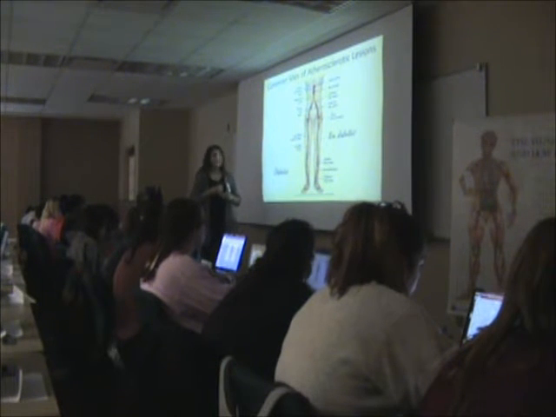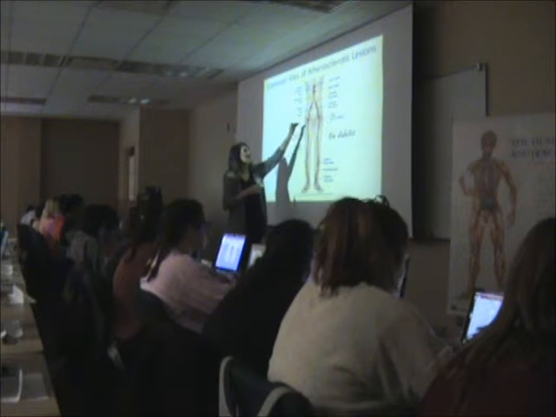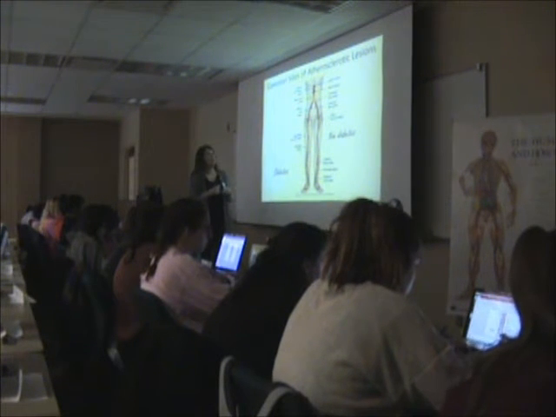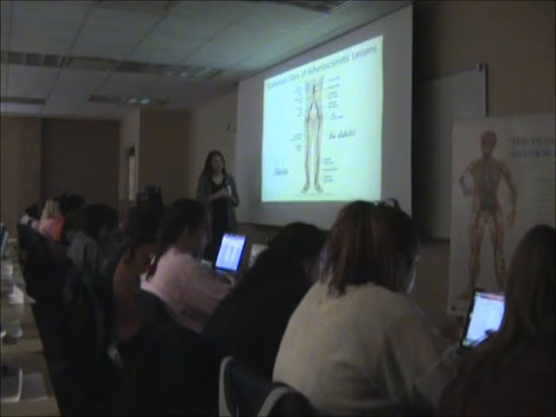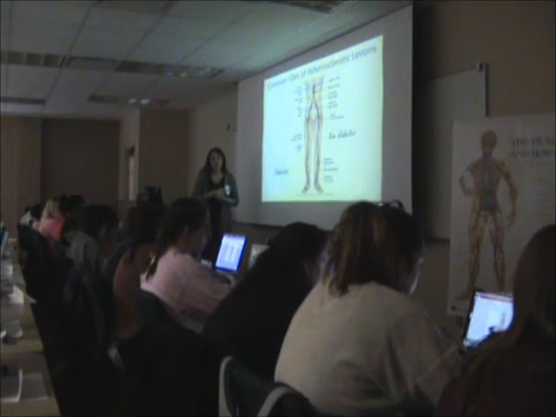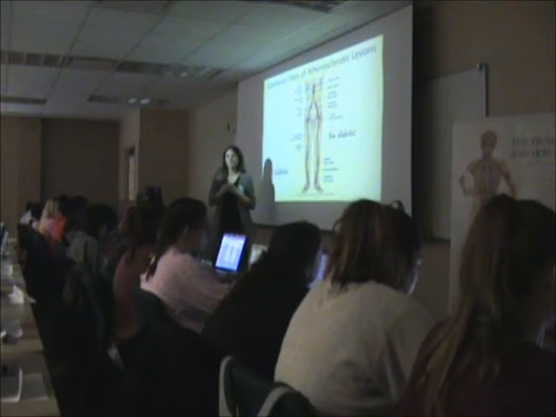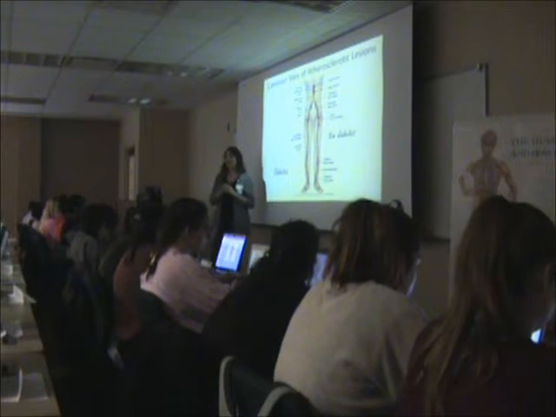And then non-diabetics tend to have it above the knee, usually somewhere in the iliac artery. And depending on where they have the blockage as well, it may determine where they have that intermittent claudication.